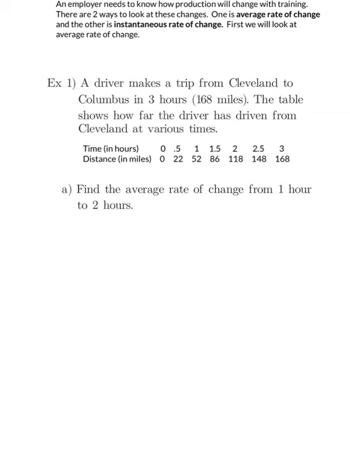In example 1, we are told a driver makes a trip from Cleveland to Columbus in 3 hours, and this is a distance of 168 miles. The table shows how far the driver has driven from Cleveland at various times. At time 0, you haven't driven any distance. Well, that makes sense. At time 0.5, you have driven 22 miles. At time 1, you have driven 52 miles.